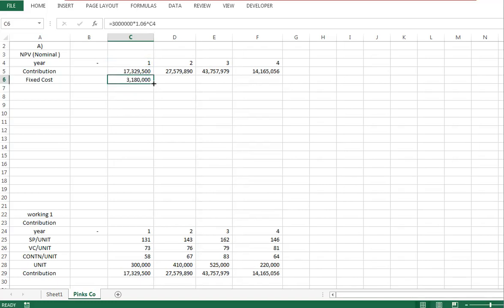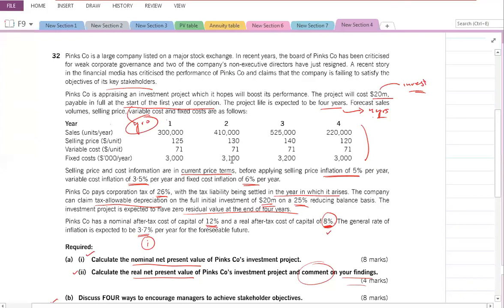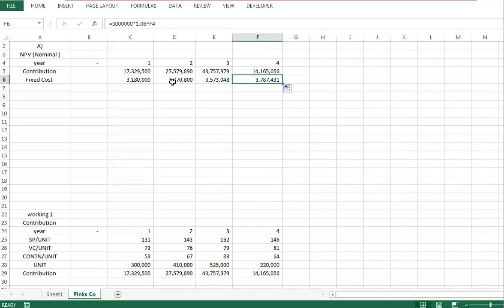Now I'll inflate it up for all the years. Now you see, for year 1 and year 4, it was the same 3 million, but year 2 and year 3 need to be adjusted. That's 3.1 million and 3.2 million. I'll change that to 3.1 million and I'll change this one to 3.2 million. Okay, so we have the values for the fixed cost.